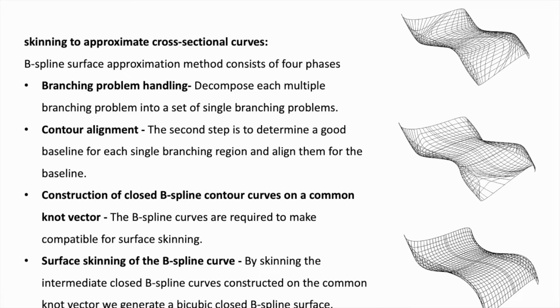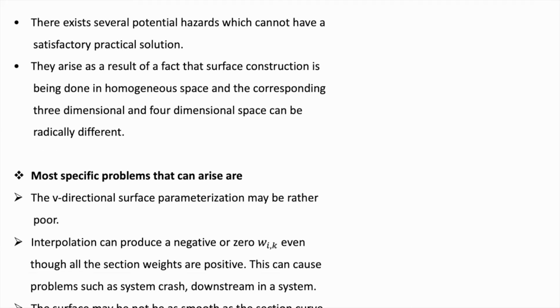Now coming to construction of closed B-spline contour curves on a common knot vector, the B-spline curves are required to be made compatible for the surface skinning. So here all the B-spline curves that we have got are required to be made compatible for the surface skinning. Now the surface skinning of the B-spline curves. By skinning the intermediate closed B-spline curves constructed on the common knot vector, we generate a bicubic closed B-spline surface. Now this is how B-spline surface approximation is done.